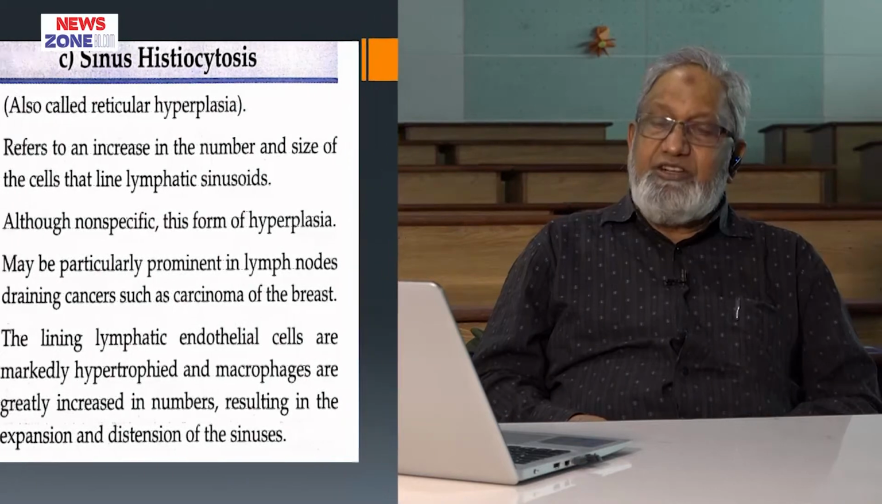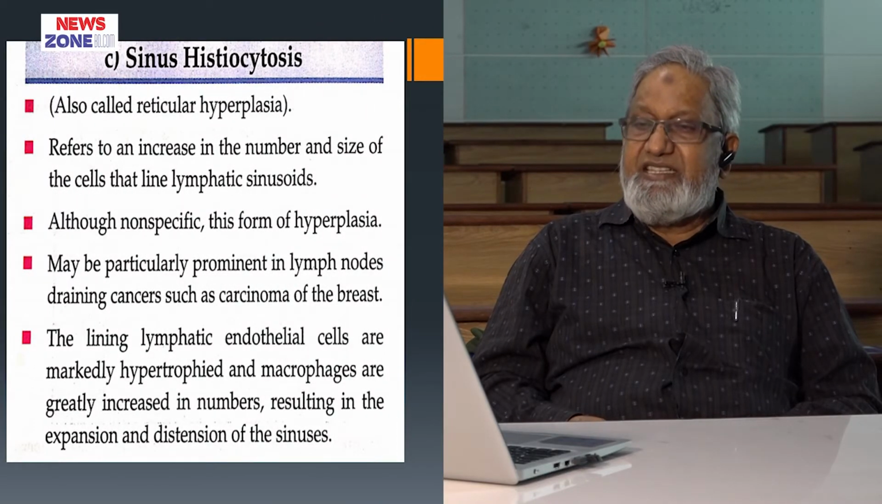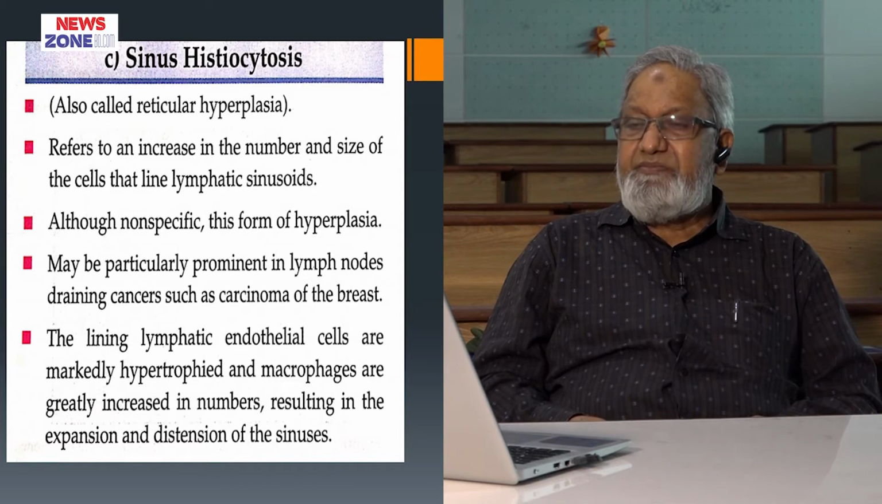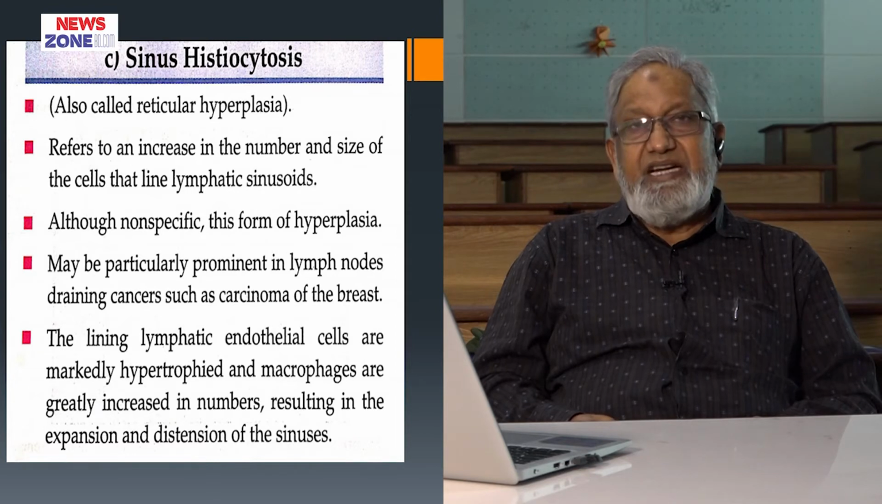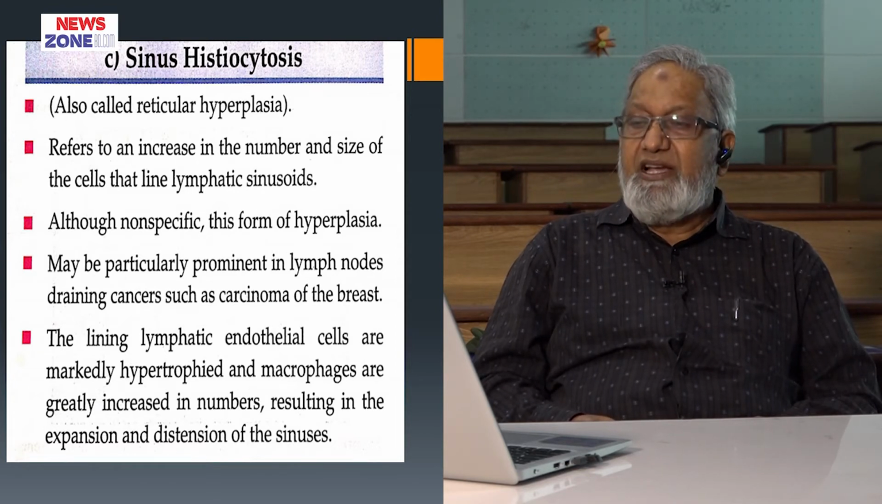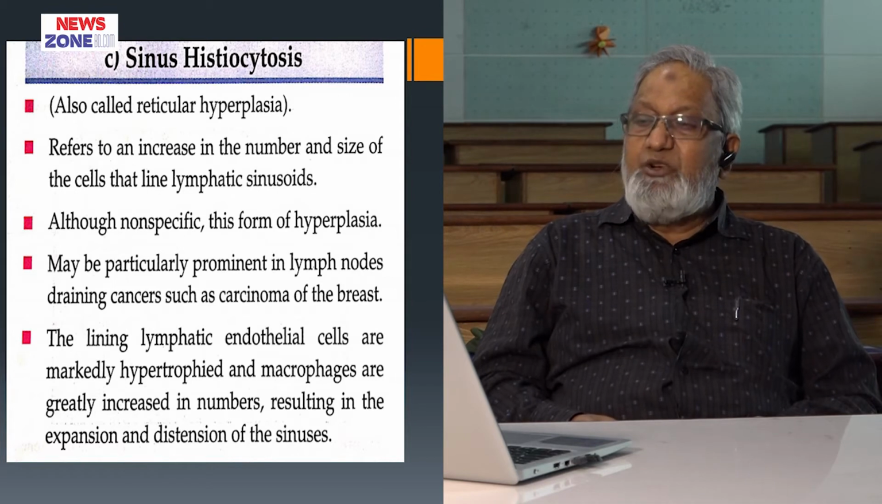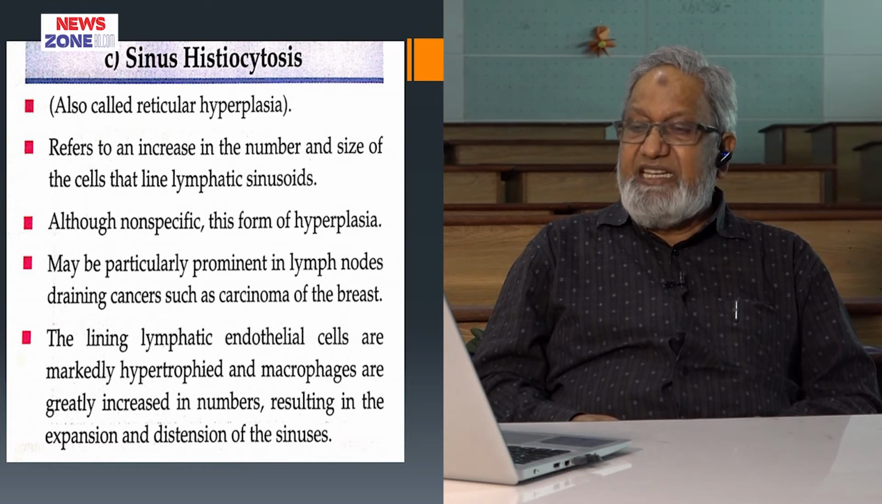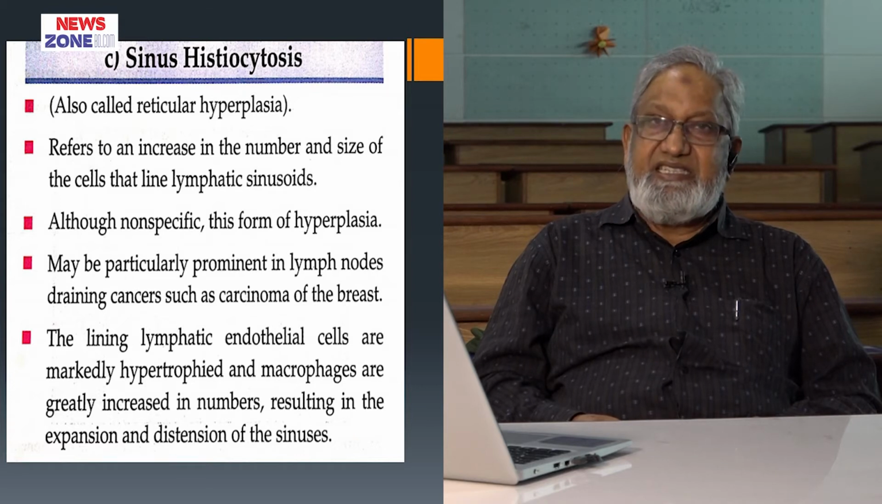Then another variety of reactive lymph node is sinus histiocytosis. It is also a non-specific form of hyperplasia, may be particularly prominent in lymph nodes draining cancers, as for example, carcinoma of the breast. The lymph node endothelial cells are markedly hypertrophied and macrophages are greatly increased in number, resulting in the expansion and distension of the sinuses.